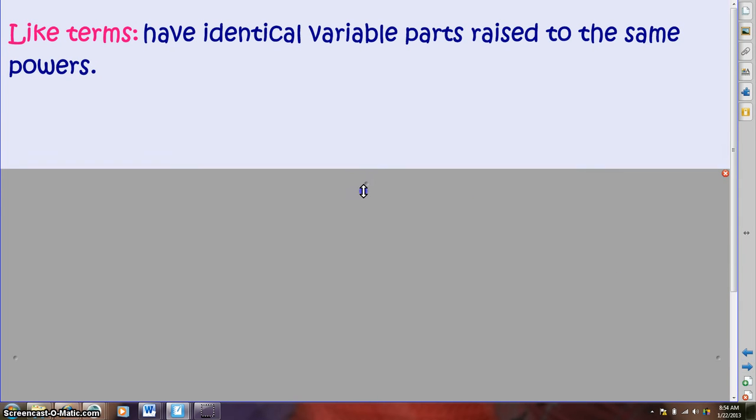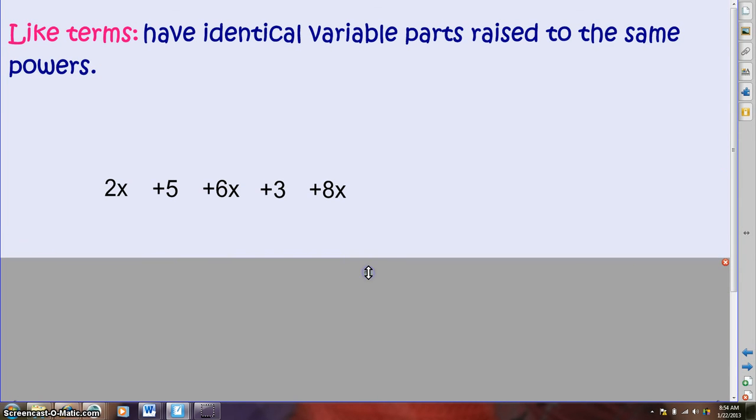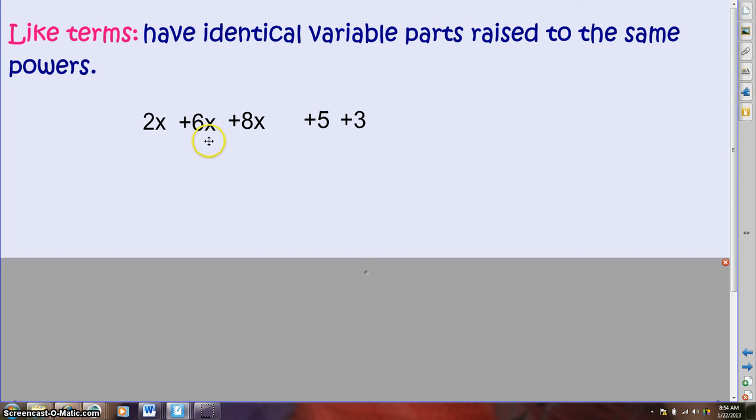All right, we have like terms. If we look at an example such as this one, if I want to identify my like terms, basically I can group them together. And if I take the operation that's in front of it, then I'm allowed to do what's called combining like terms. So I can take 2x plus 6x plus 8x, and all together that gives me 16x. And if I do 5 plus 3, that makes 8. So I would have 16x plus 8.